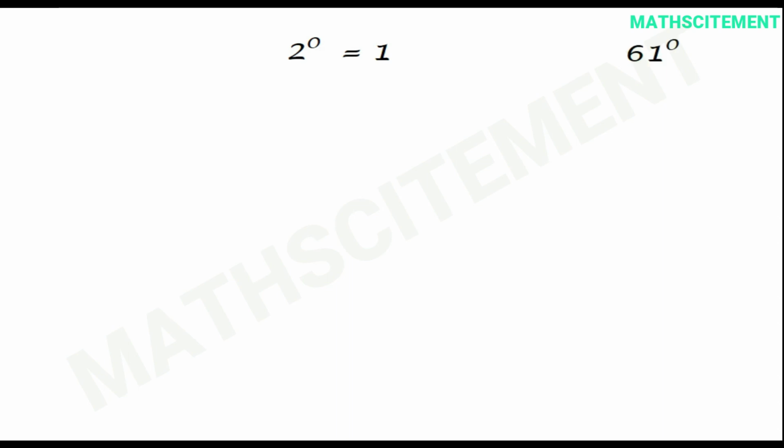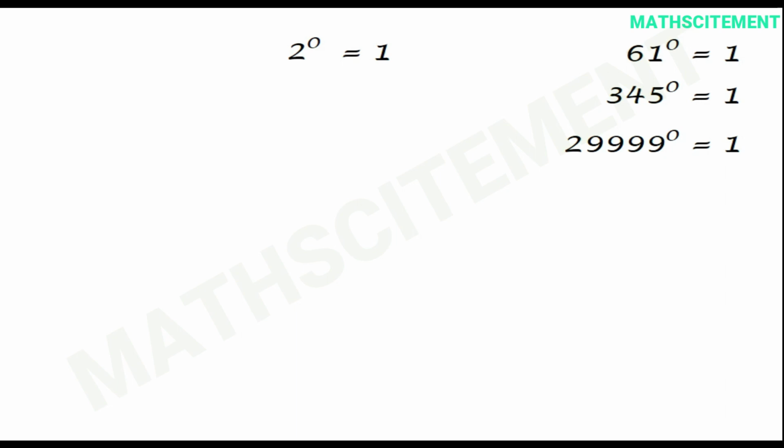Now let me ask you a question. What is a number to the power of 0 equal to? Any number to the power of 0 equals 1. So 2 to the power of 0 equals 1. 61 to the power of 0 equals 1. 345 to the power of 0 equals 1. And even 29999 to the power of 0 equals 1.